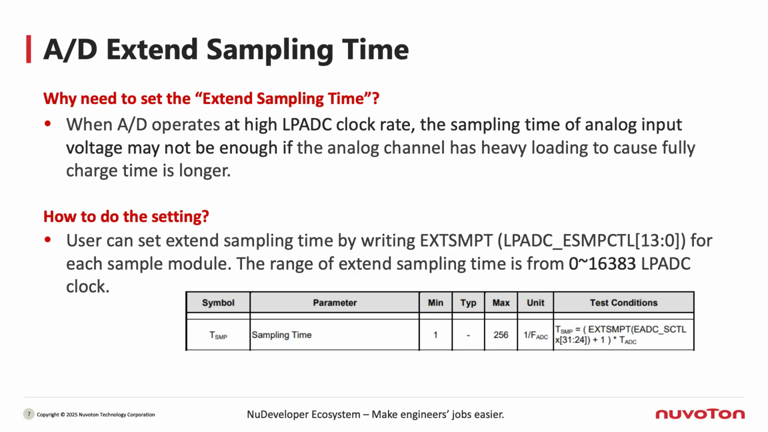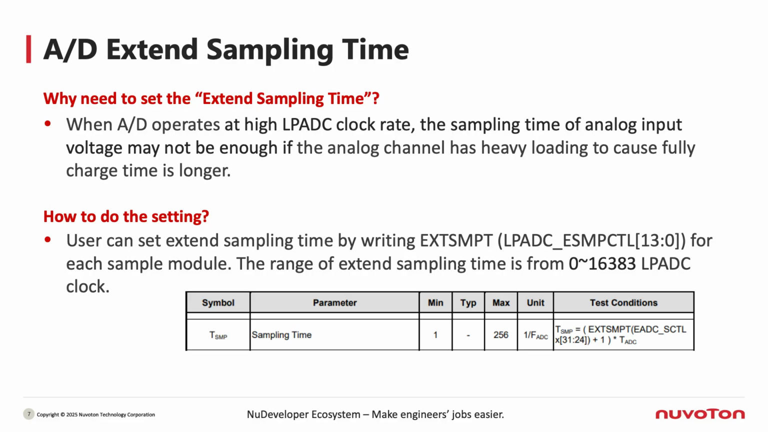If the ADC conversion speed is too fast or the load is too light, it may result in inaccurate ADC results. This is usually caused by insufficient charging and discharging time of the internal ADC capacitor. To address this, you can use the extended sampling time feature to increase the sampling duration and ensure accurate conversion. The EXTSMPT register allows users to adjust the sampling time. It is generally recommended to set it to at least 10 times the RC time to guarantee correct ADC conversion values.